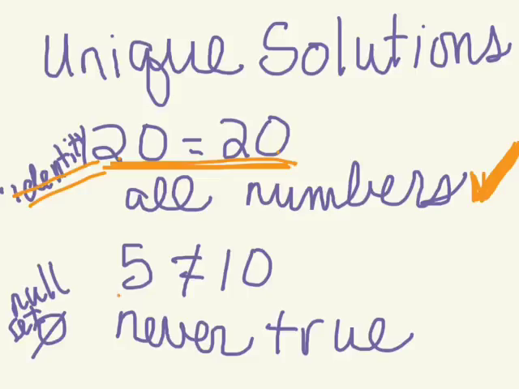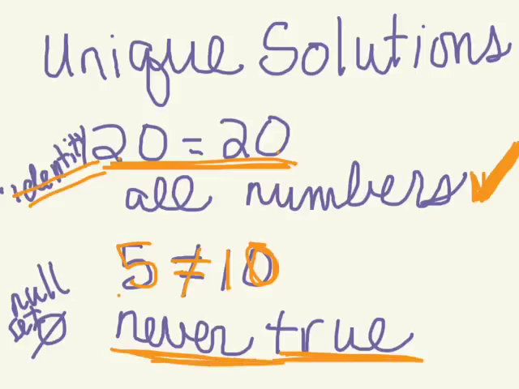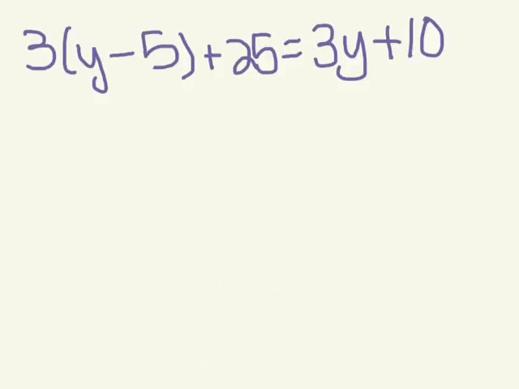Whenever you get two numbers that are not equal to each other when you get to the end of an equation, that would be a null set, and that equation can never be true. There are no solutions for it. You can either put this null symbol or just say no solutions or no possible solutions. So we'll do a couple like that now, one of each.